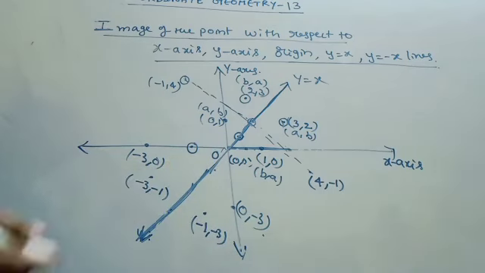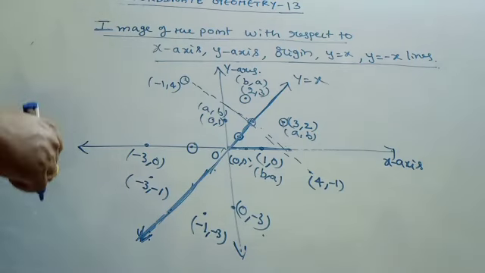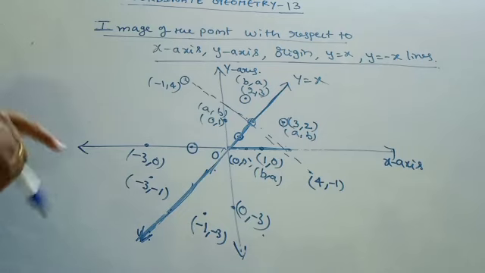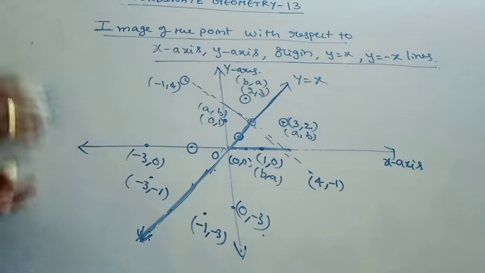This is the way we have got that a comma b is transformed into b comma a by the line mirror y equal to x. A point a comma b is transformed into b comma a by the line mirror y equal to x.